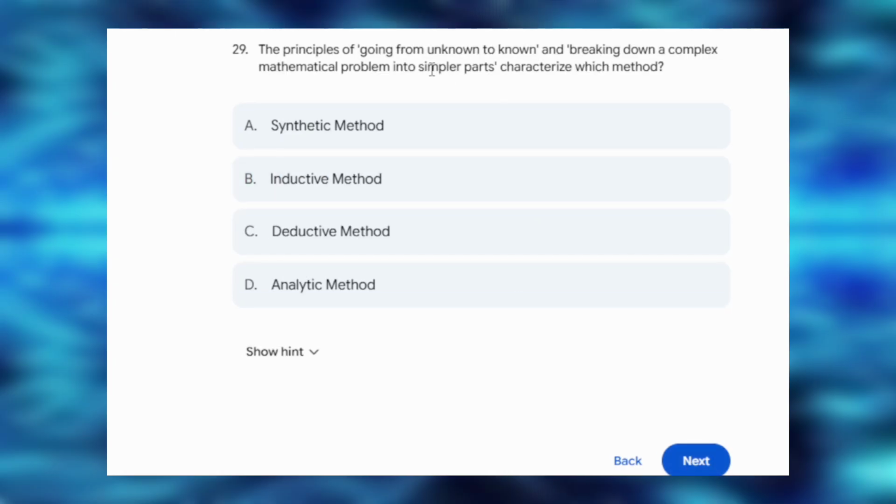The principles of going from unknown to known and breaking down a complex mathematical problem into simpler parts is characterized by which method? Unknown to known is an analytical method.